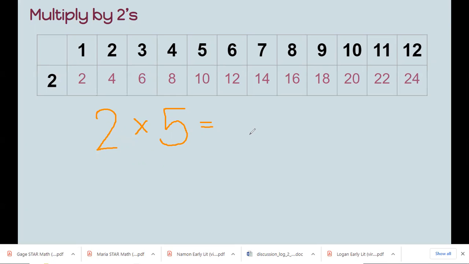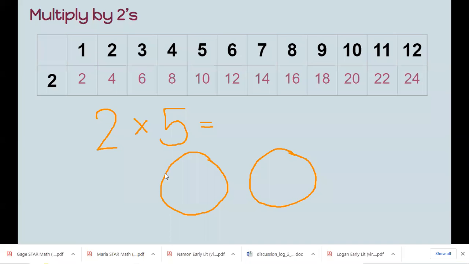How many is it? So I'm going to start with my groups. 2 groups. Make sure your groups are big enough to put your stars in. I have groups of 5. So my first group is going to get 5 stars. My second group is going to get 5 stars.